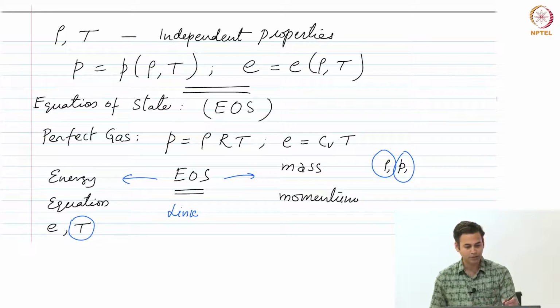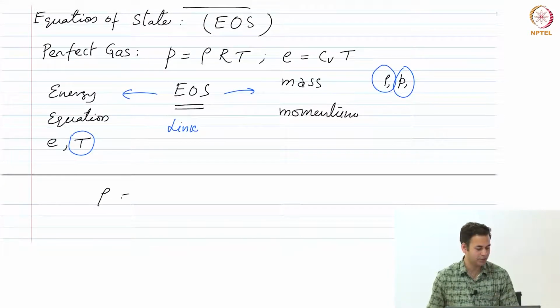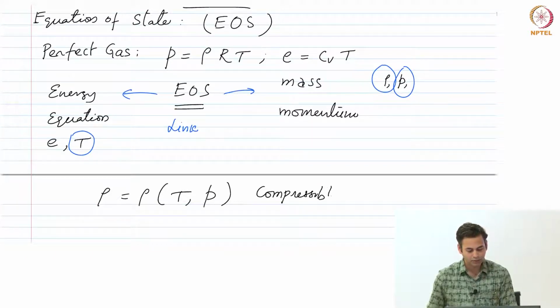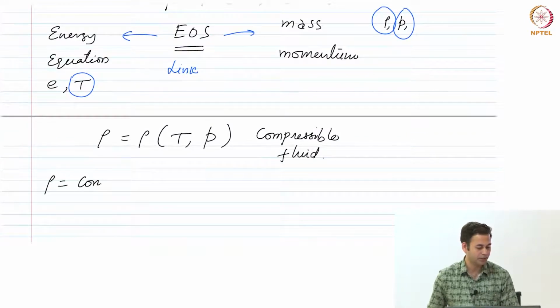So, essentially what we mean is that the changes in density are caused by temperature as well as pressure if you have a compressible fluid or a compressible flow, okay. Now, this is what kind of links the energy equation to the mass and momentum equations, okay. Now, if you have an incompressible flow or a fluid for which density is constant, right.